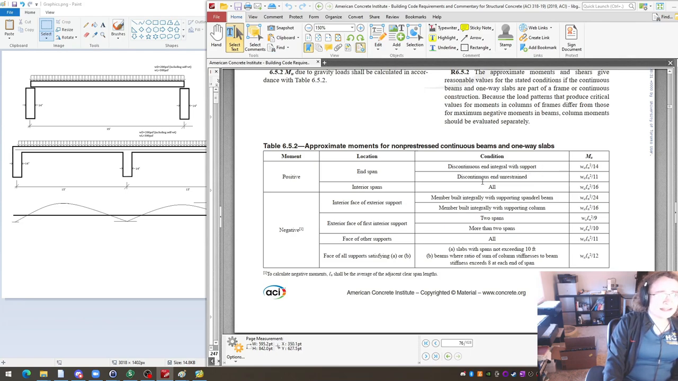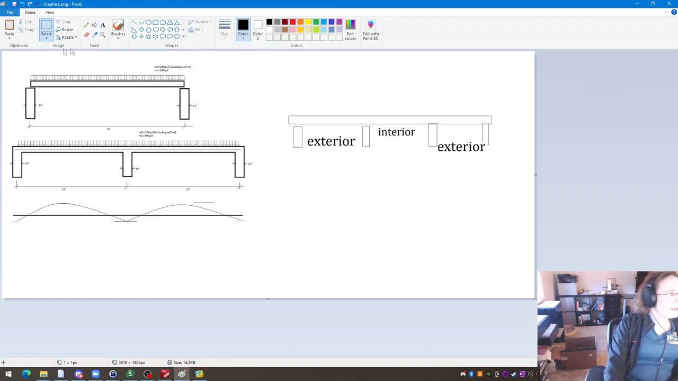Discontinuous end, integral with support, discontinuous end, unrestrained, and then interior spans. Okay, discontinuous ends integral with support, and discontinuous ends unrestrained. A discontinuous end, unrestrained, would be something like this. What they're referring to there is where the rotation of the slab at the edge is unrestrained. So, for example, if your exterior span actually was a cantilever, that would be an example of an unrestrained exterior slab. Or you could also have an unrestrained exterior slab if you had a simply supported span at the edge. So imagine you had something like this, where you still have multiple spans that are connected together rigidly or continuously.